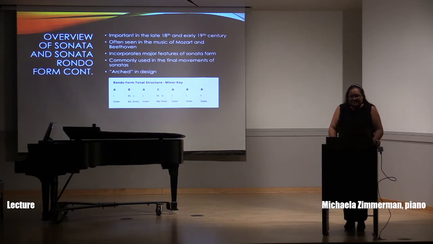It is arched in design with the typical design of A, B, A, C, A, B, A, with C being the development. The middle section of a sonata rondo can feature the development of the rondo theme or previous episodes, or can be episodic and consist of primarily new thematic material.